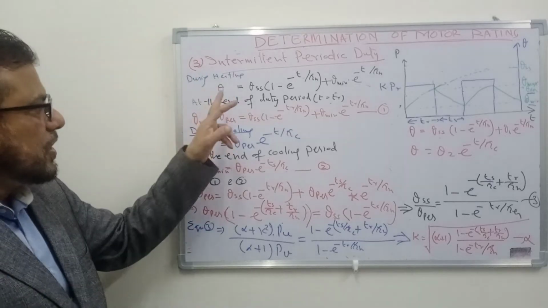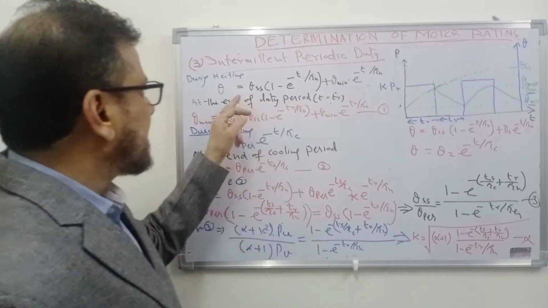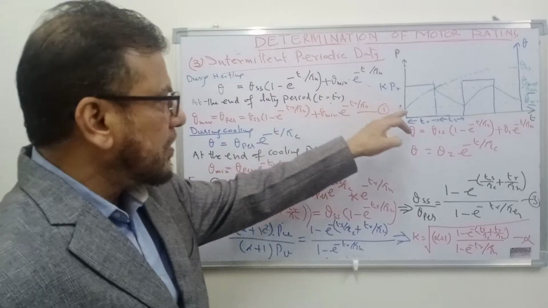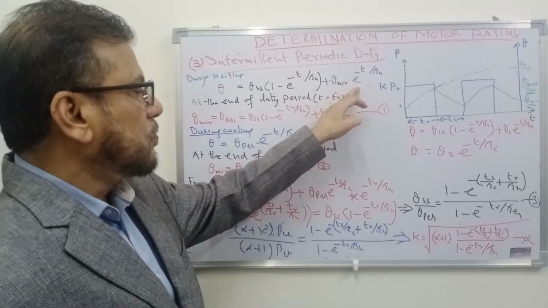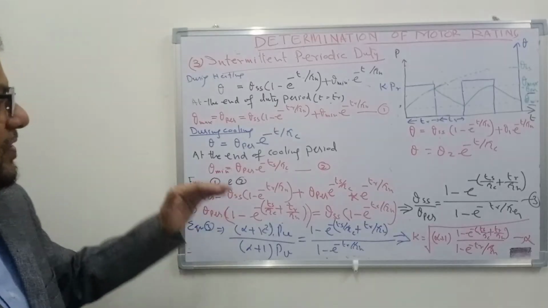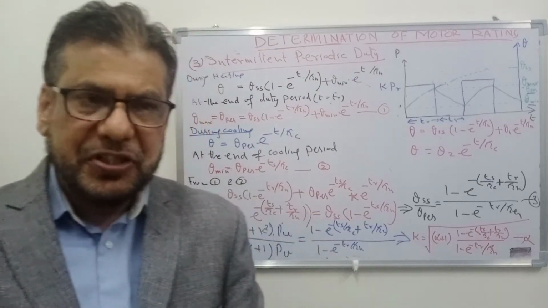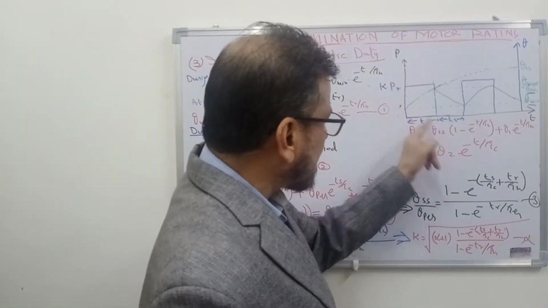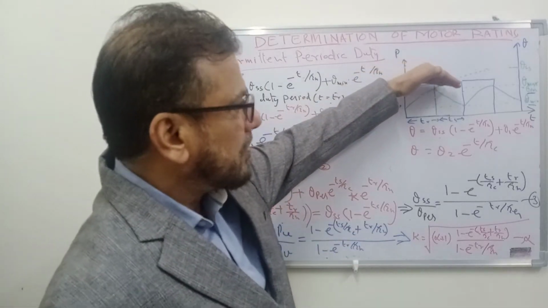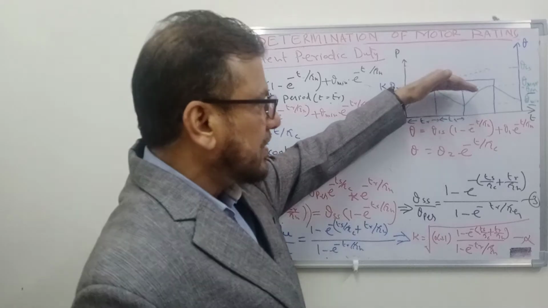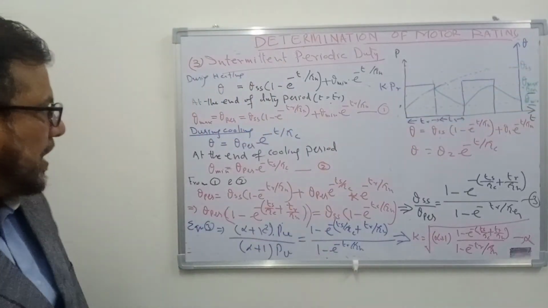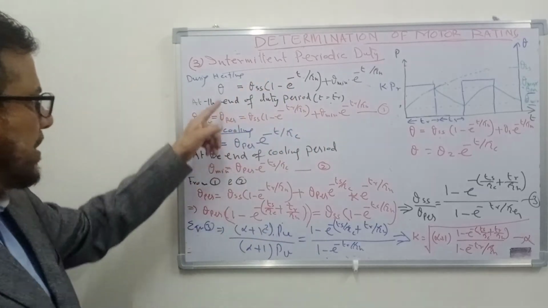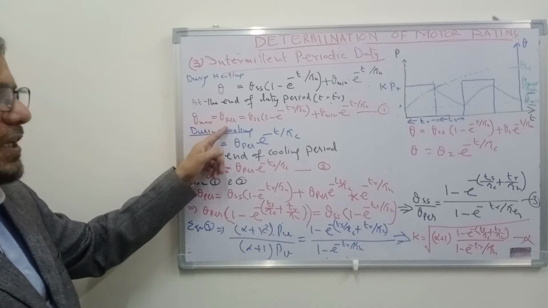So during heating, the equation is like this: theta equal to theta SS times 1 minus e to the power minus t upon tau h, plus the minimum temperature theta min e to the power minus t upon tau h. So this is the equation of temperature rise during the heating period or the running period of the motor. At the end of this running period, that is at t equal to tr, the temperature reaches the permissible temperature rise. We have overloaded it such that this temperature is equal to the permissible temperature rise. So at the end of the duty period or running period, just put t equal to tr here, and the temperature becomes equal to theta maximum, that is equal to theta permissible.